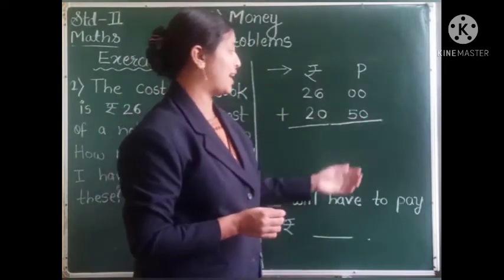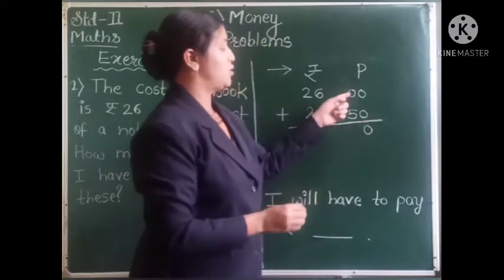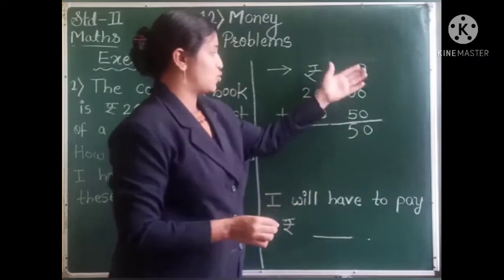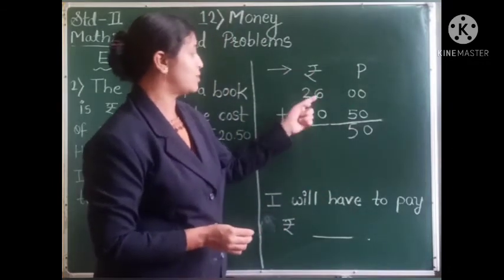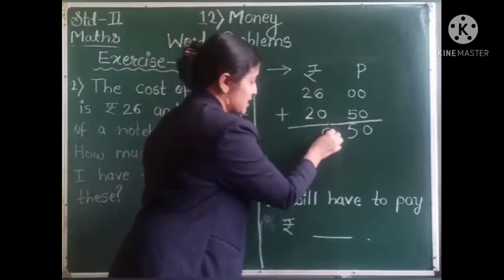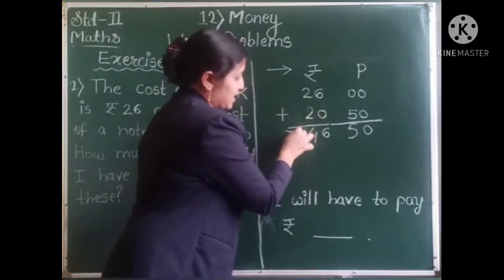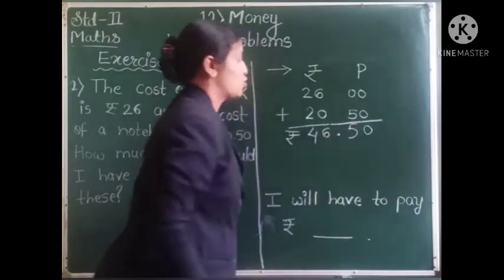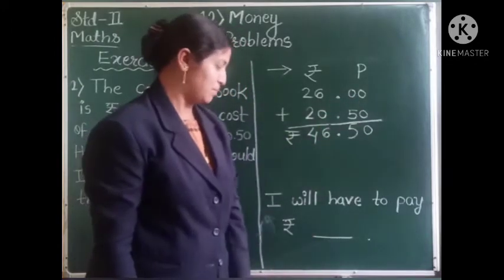So now let us do the addition. 0 plus 0 is 0. 0 plus 5 is 5. So the paise column is completed. Now let us move on to the rupees column. 6 plus 0 is 6. 2 plus 2 is 4. So the total money that the boy has to pay to the shopkeeper is rupees 46.50 paise.